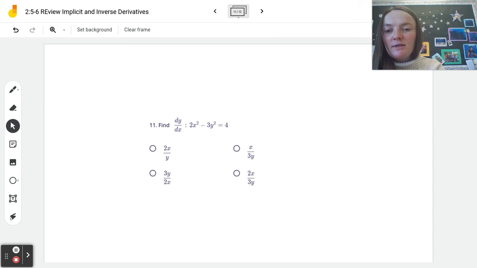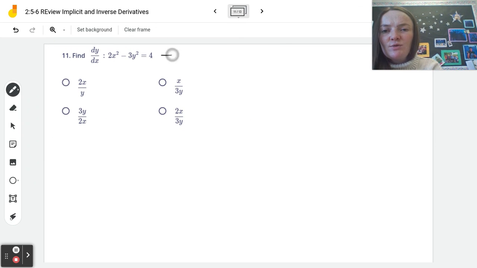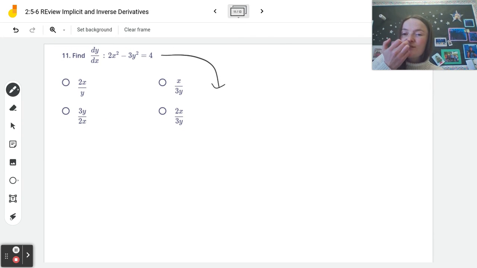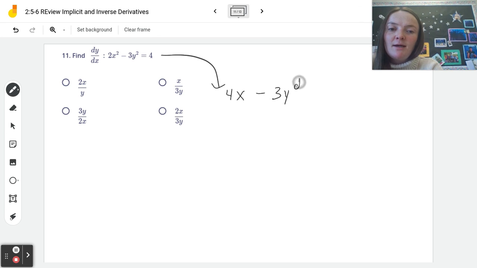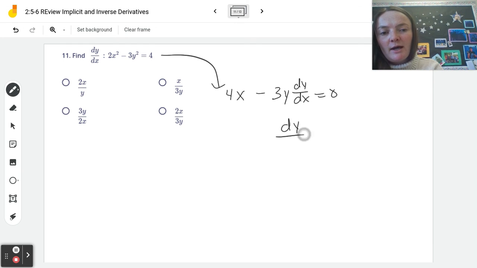Okay, next question. Find dy dx of this function. All you got to do, once again, is use implicit. This one's pretty easy because there's no product rule. Okay, so what we're going to get is 4x minus 3y dy dx is equal to 0. Move the 4 over and divide. You're going to get 3y dy dx. So you're going to get dy dx is equal to 4x over 3y.